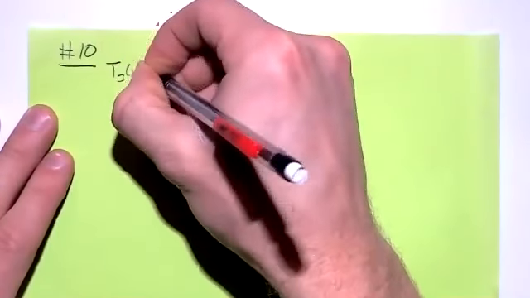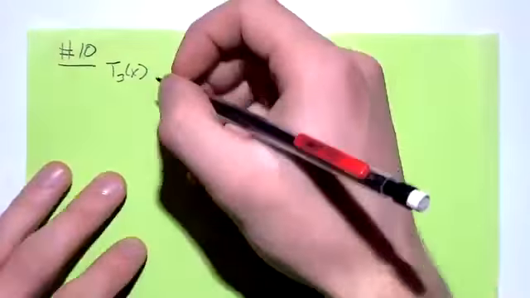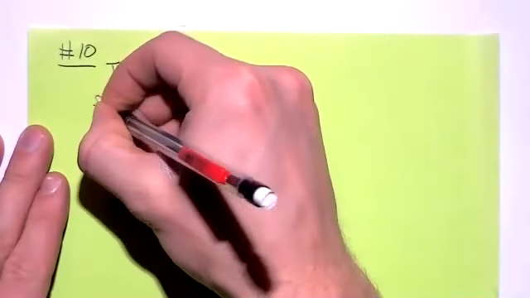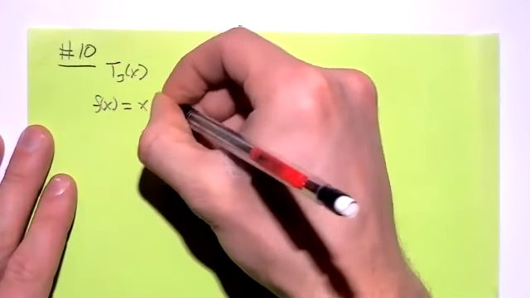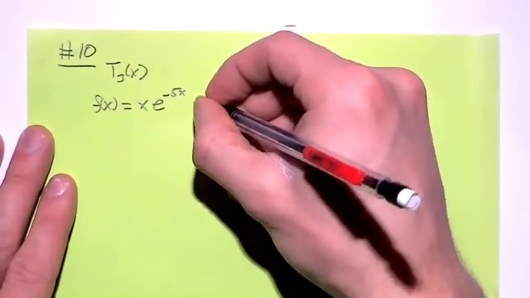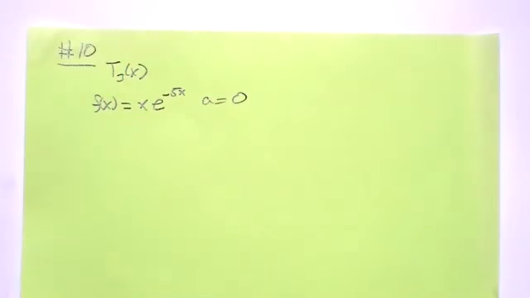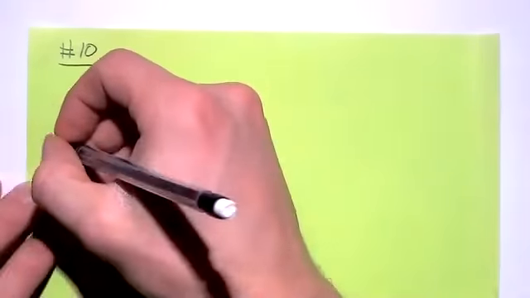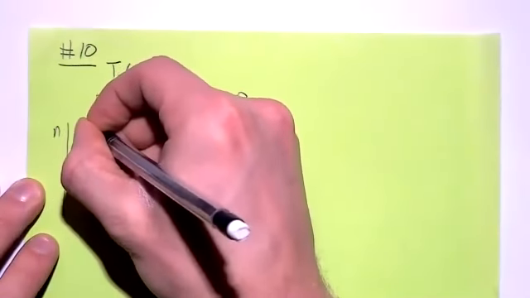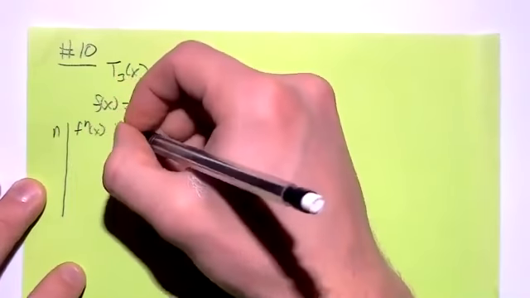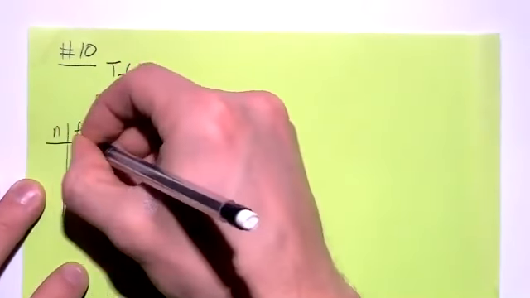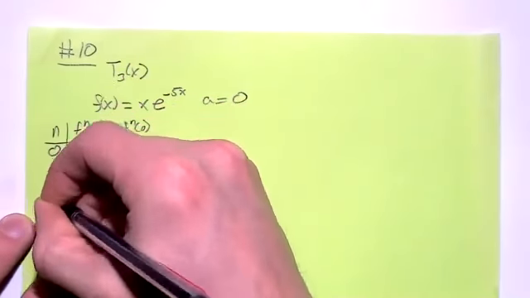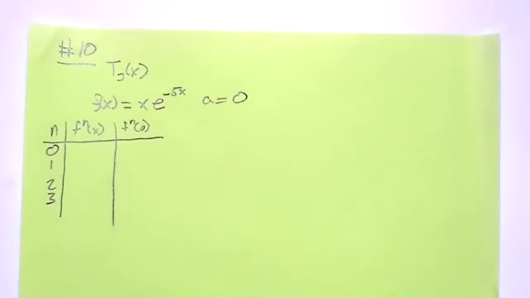Find a Taylor polynomial T3. So we want to find a T3 of x for the function f centered at a. Our function f of x equals x times e to the -5x, centered at a equals 0. For Taylor polynomials, make a table, the easiest way to do it: n, f^(n) of x, and f^(n) of our value a, which happens to be 0. So we have 0, 1, 2, 3. We only need to go to 3 since we want a T3 polynomial, so we need to go to our third derivative.